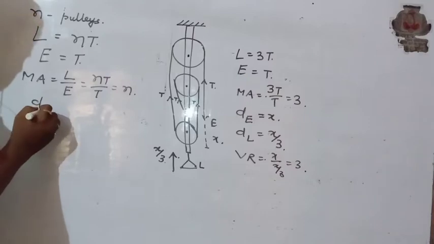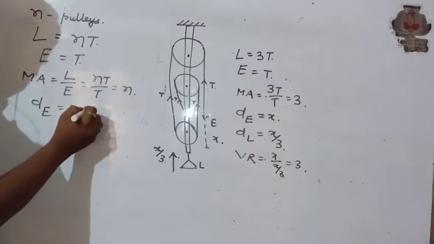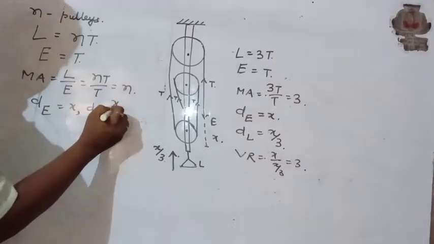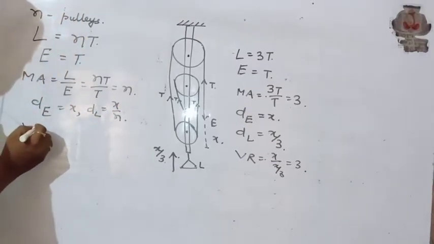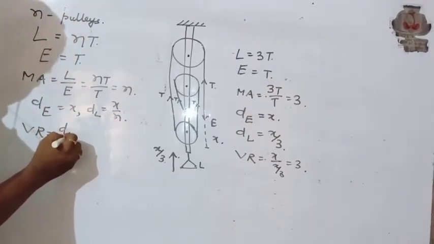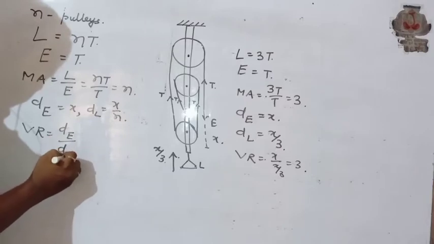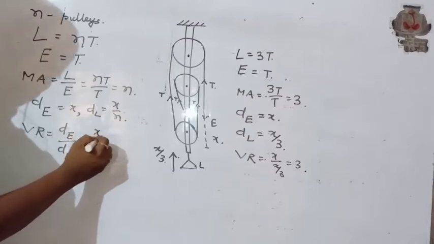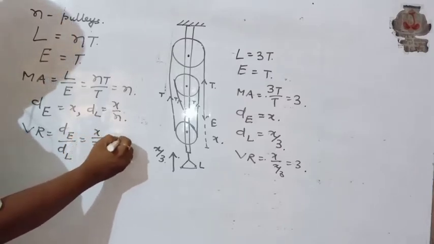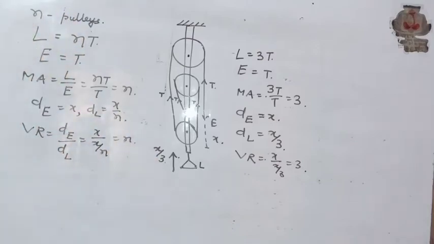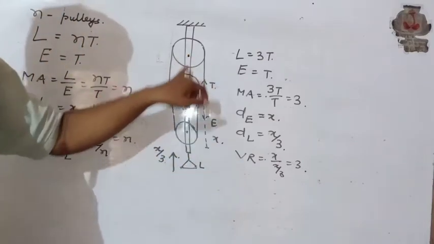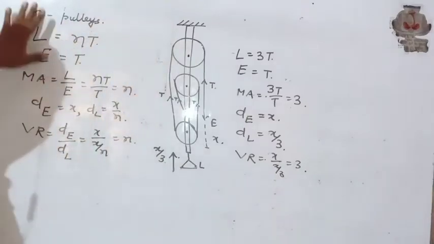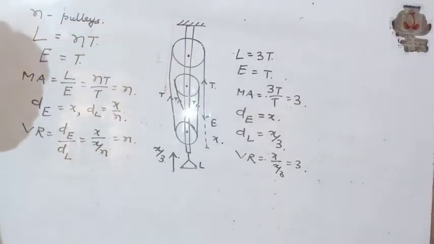Here the distance traveled by effort, if it is x, then the distance traveled by load is x by n. So what is the velocity ratio? It is distance traveled by effort by distance traveled by load. So x divided by x by n, that is equal to n. So the velocity ratio in a 3 pulley system is 3. The velocity ratio in an n pulley system is n.